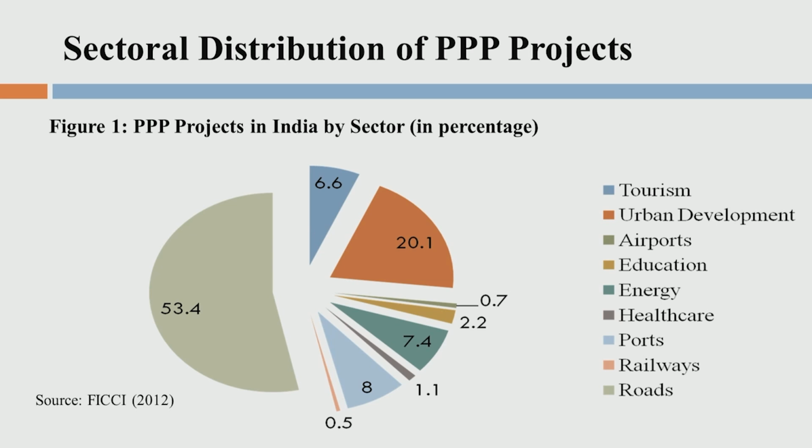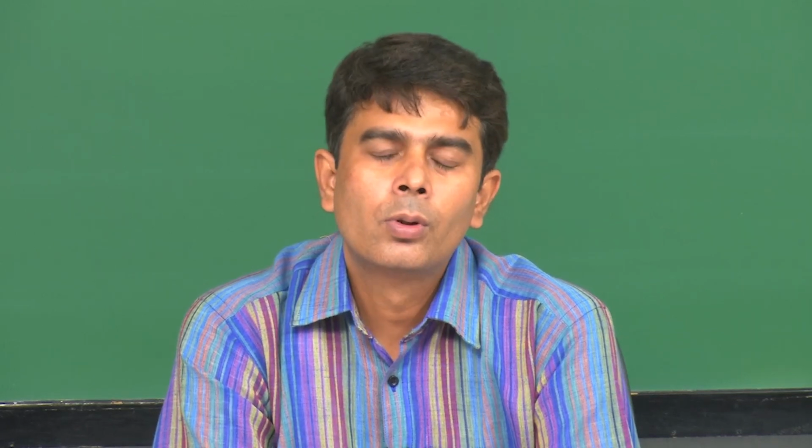So, if one can see the sectoral distribution of public private partnership in India, we find out that the road sector is getting the largest share of public private partnership projects. Around 53% of the public private partnership till today is basically in the road sector. After the road sector, we found out the second largest important sector to attract the public private partnership is urban development, where around 20% of the projects are in the urban development sector. After that, we also see here that tourism is again one of the major sectors after ports and also after energy.